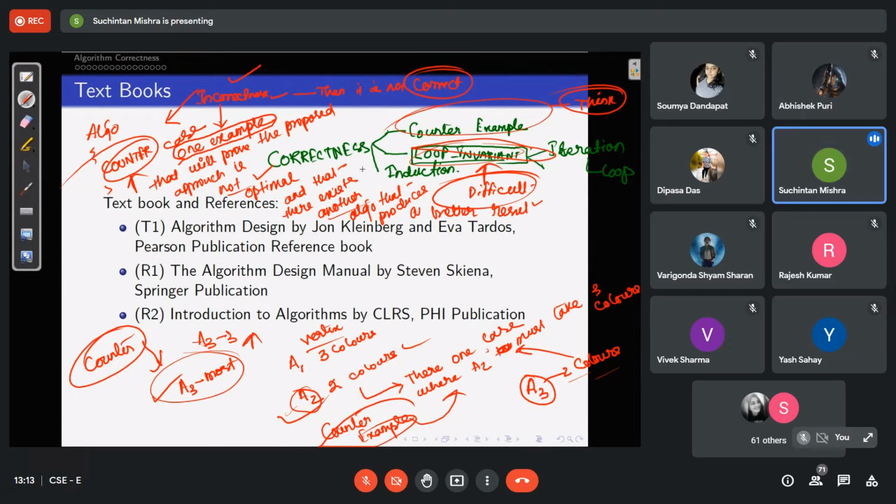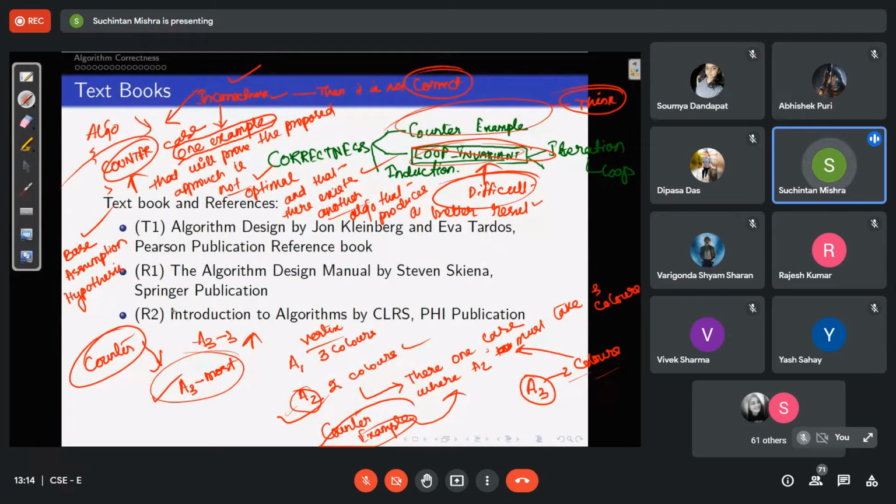And next, when we come to the method of induction, that is a very mathematical way of showing that your algorithm is correct. Yes, 3 things have to be verified. One is the base case. Then you will make some assumption. And then you will prove the assumption through a hypothesis. So this is the simplest case that will always be true.